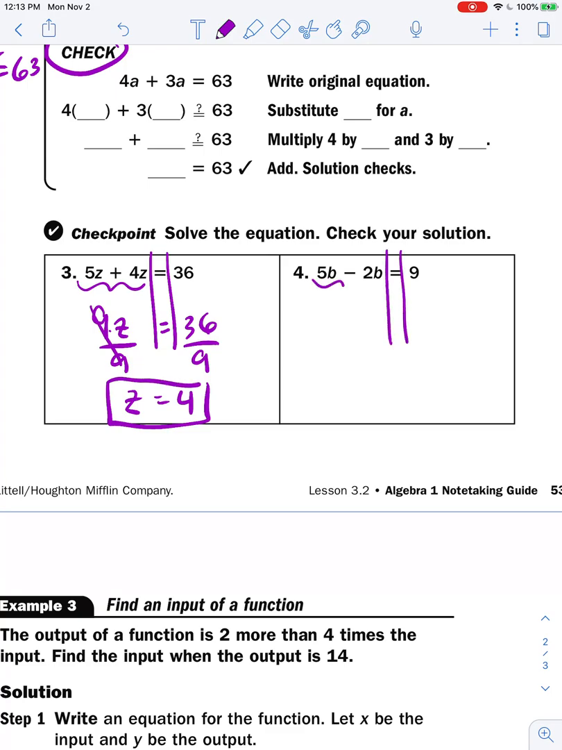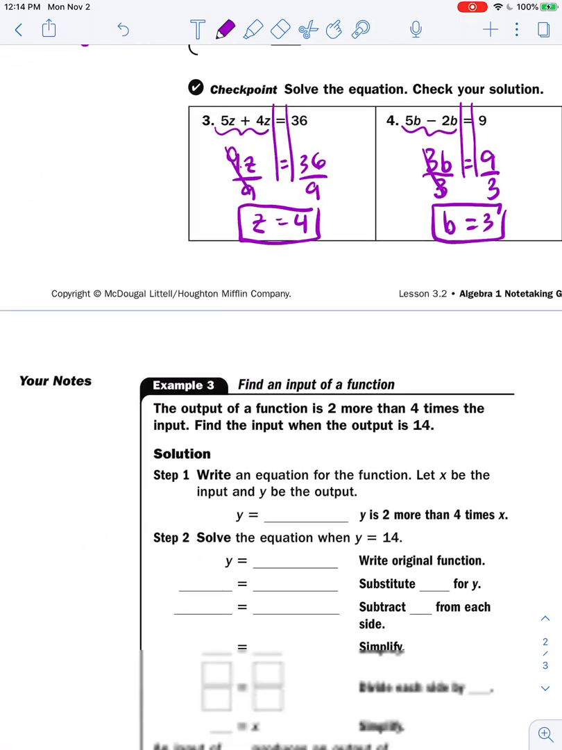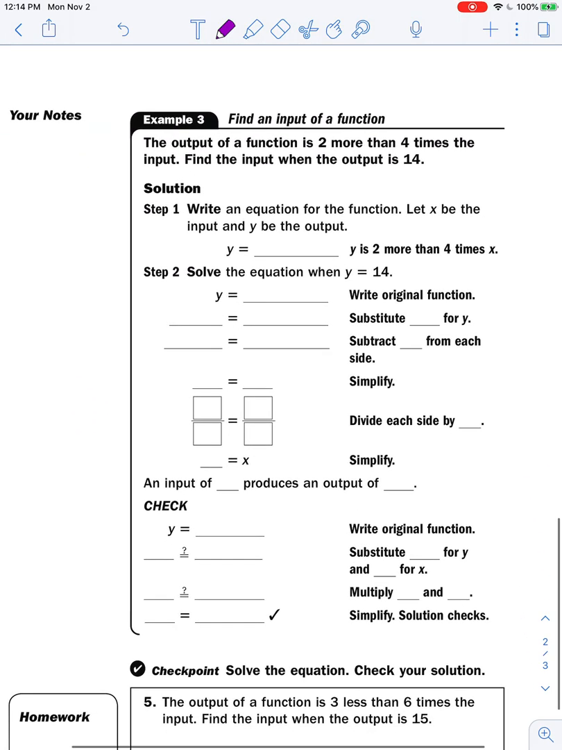Over here I have a subtraction, but I don't do it any differently. I still just go ahead and combine them. So 5b minus 2b leaves me with 3b equal to 9. Since the 3 is multiplied in, I go ahead and divide it out. So b equals 3. And keep in mind, you can always check each of your answers.